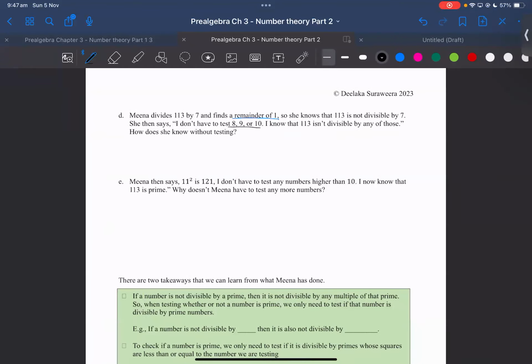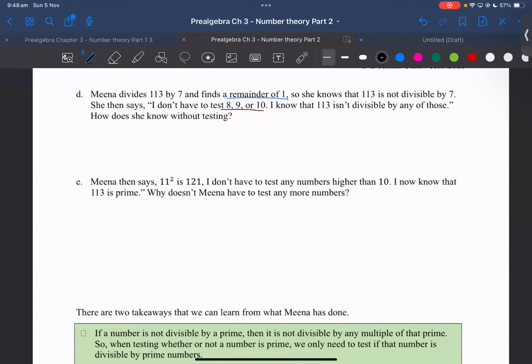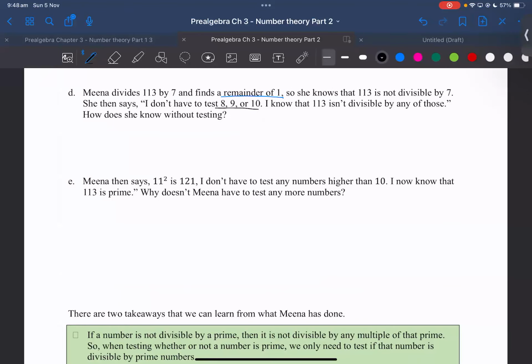Go back to the previous parts, A and C. Is 8 a multiple of 2? Oh, yes, because 8 is a multiple of 2. Because we know it's not divisible by 2, it can't be divisible by 8 either. Does that make sense? And 9?